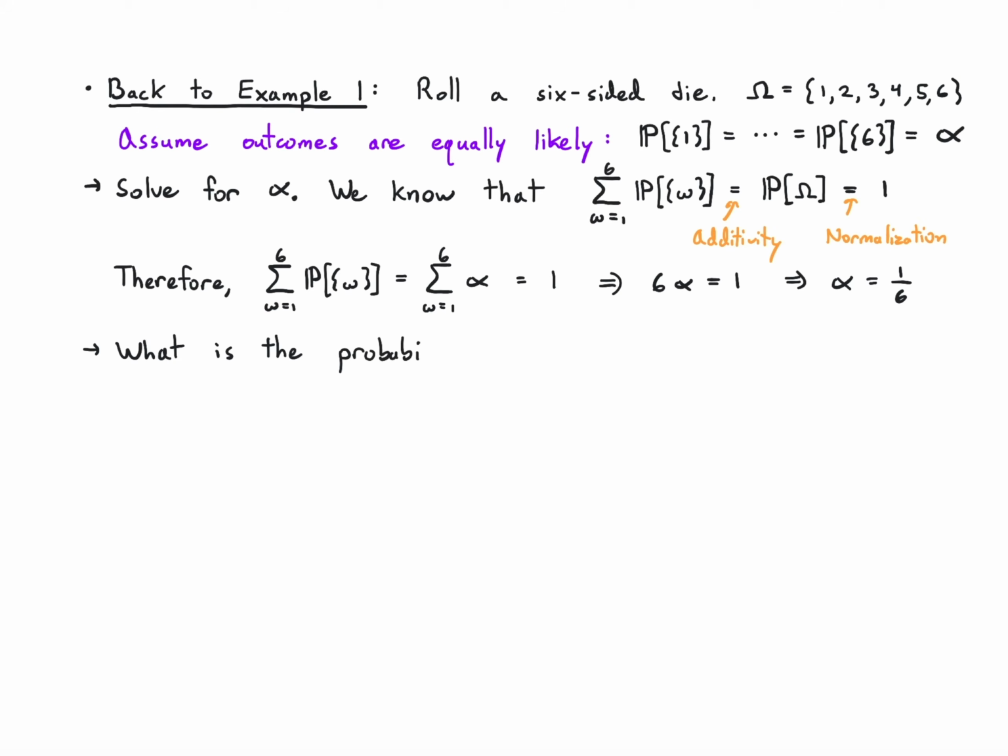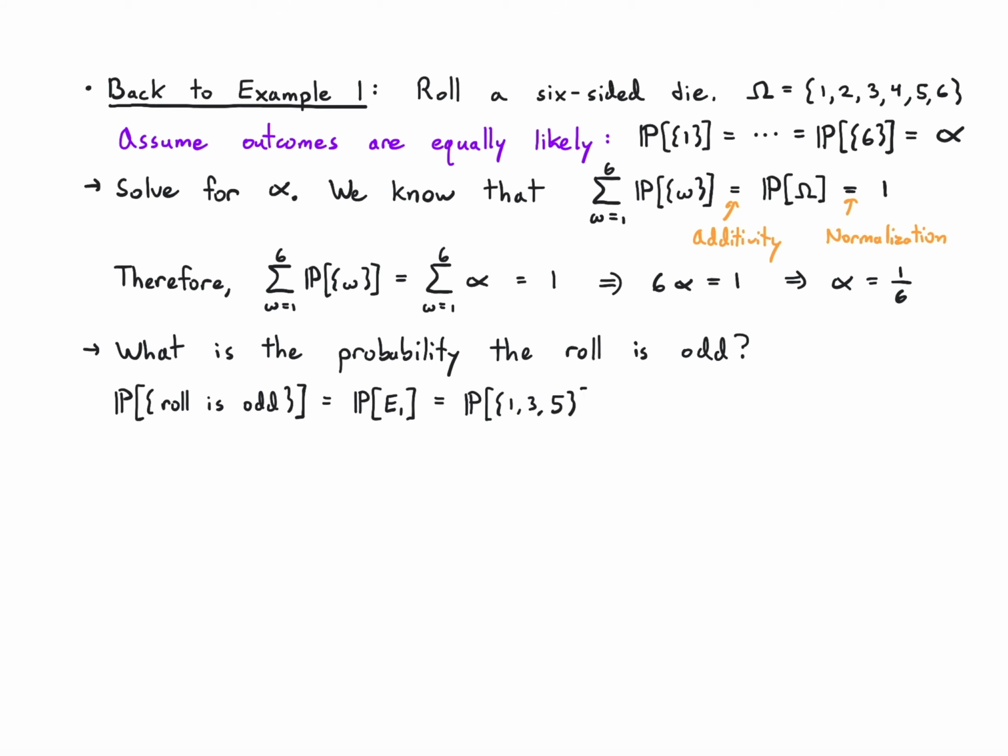What is the probability that the roll is odd? If you remember, one of the events that we wrote down was the event that the roll is odd. I'm asking about this problem in words, and I need to translate it into an event. Remember, we called that the event E1. So what's the probability of E1? It's the probability of seeing 1, 3, or 5. By additivity, I can decompose this into the probability of 1 plus the probability of 3 plus the probability of 5. Each of these components has probability a sixth, so a sixth plus a sixth plus a sixth adds up to a half.